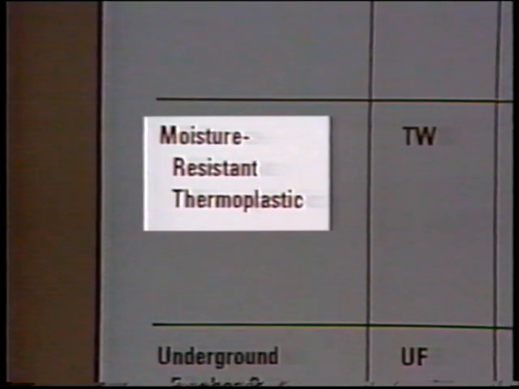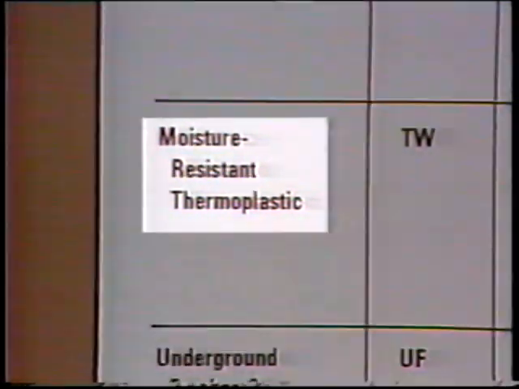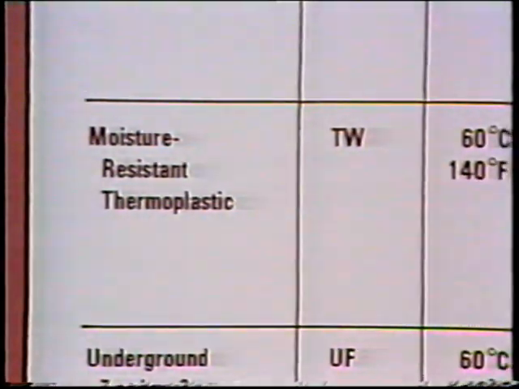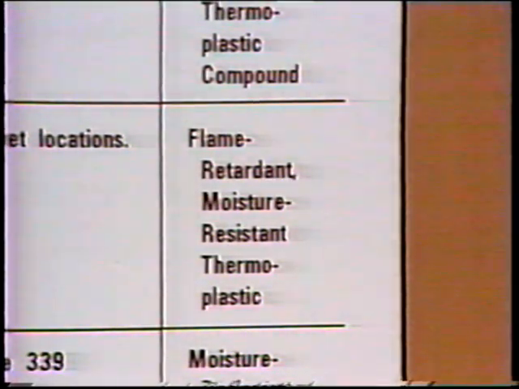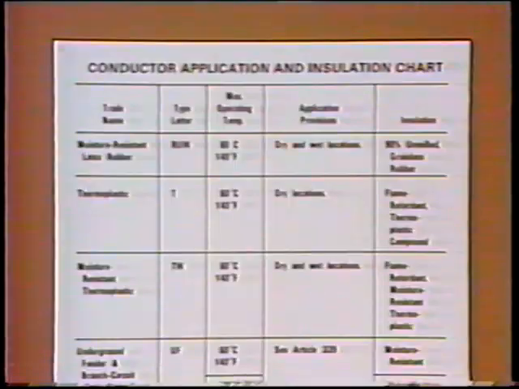The trade name for this type is moisture-resistant thermoplastic. Its letter designation is TW. It can operate at 140 degrees Fahrenheit maximum, and it can be used in wet or dry locations. It also tells us it's made of a flame-retardant, moisture-resistant thermoplastic. That's a pretty good summary of its insulation properties. You'd have all the information you needed here to make a decision regarding which type to choose. Many of the commonly used types of insulation are included on this chart.